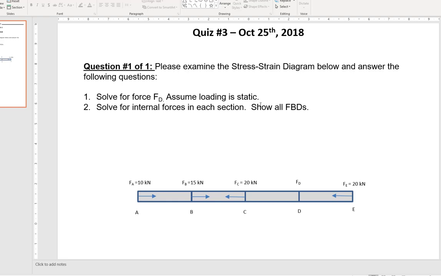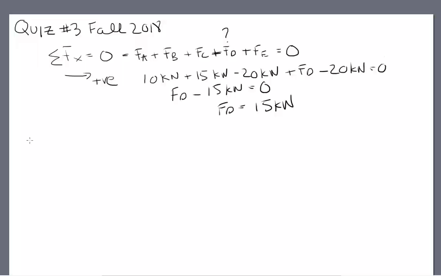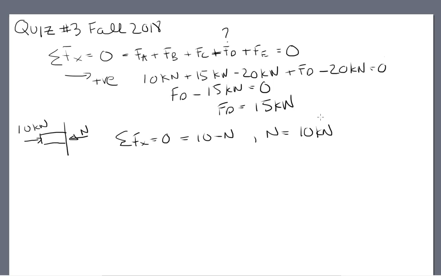The next question is: solve for the internal forces in each section. Show all FBDs. The first one's pretty easy. Almost everyone got it. We're just going to slice right here and then draw our free body diagram. So section AB: this is going to be A, and now we're going to slice here. We're going to have some unknown N, and then this is 10 kilonewtons. Sigma Fx equals 0 equals 10 minus N, so N equals 10 kilonewtons. That means N in this section is 10 kilonewtons, a compressive force.